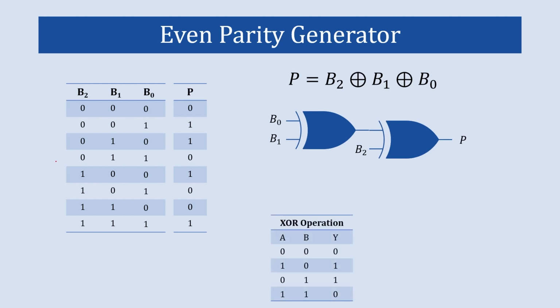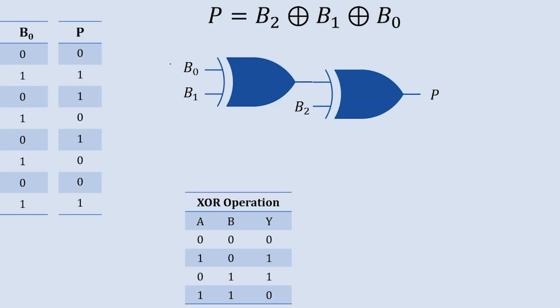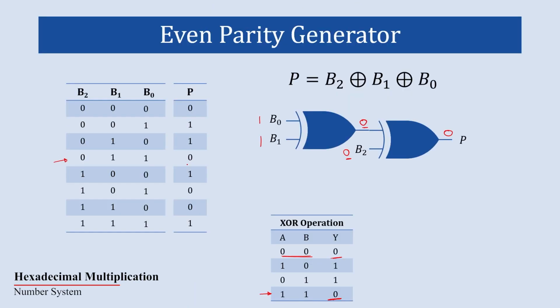Let's take this example. We have data 0, 1, 1. So our B0 is 1, B1 is 1 and B2 is 0. When both inputs to the XOR gate are 1, the output will be 0. So we'll get 0 over here. Now both inputs to this XOR gate are 0, and when both inputs are 0, the output will be 0. So the parity bit will be 0, and the same 0 parity bit we can see over here.